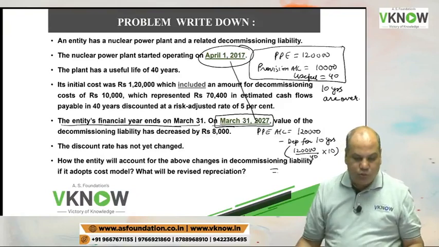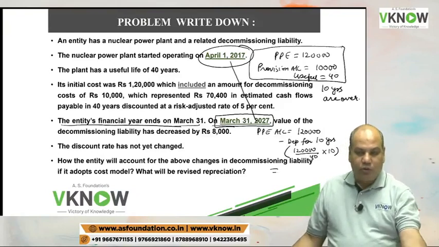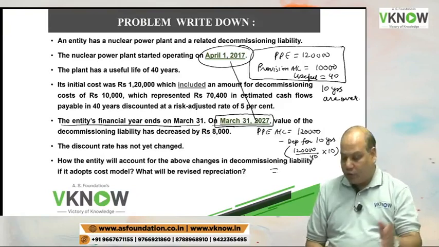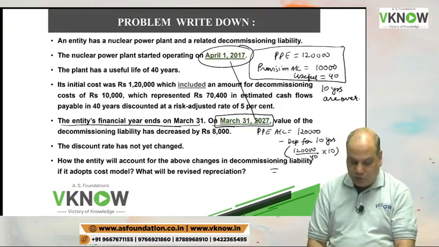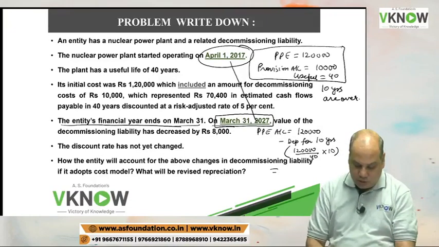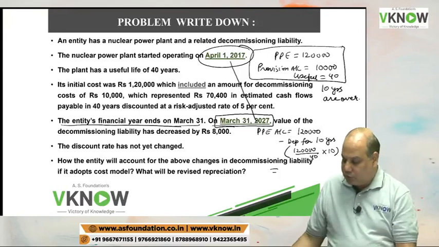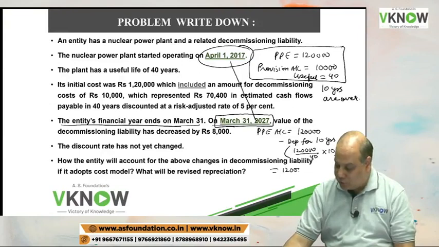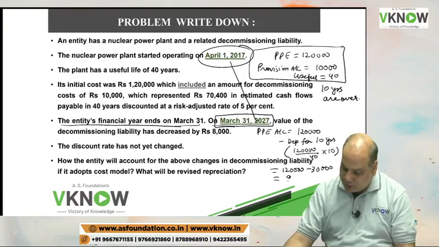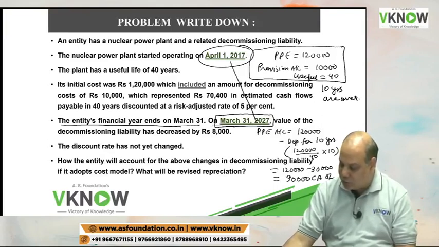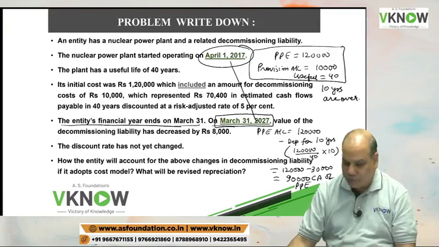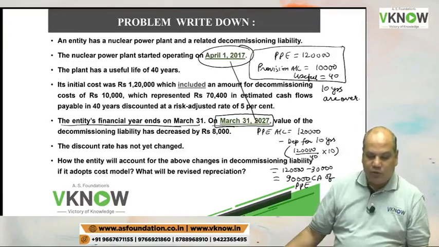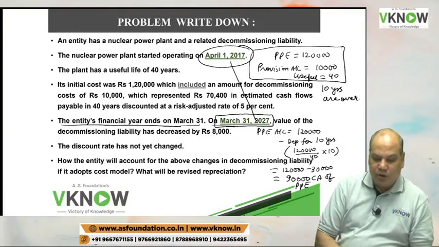So anybody who would like to tell me, then you can understand. 1,20,000 divided by 40 into 10 is equal to 30,000 rupees. So 1,20,000 minus 30,000 will be 90,000 rupees, the carrying amount of PPE.